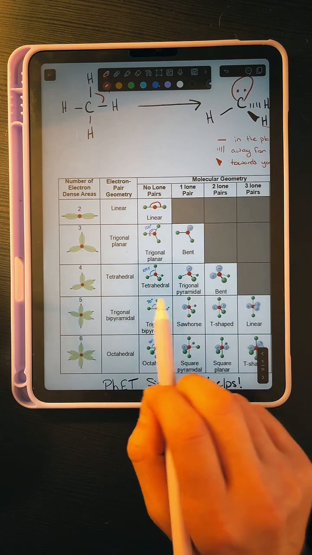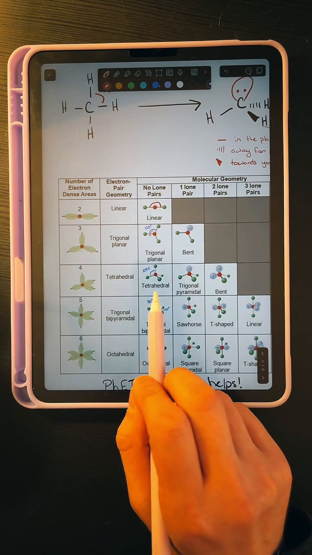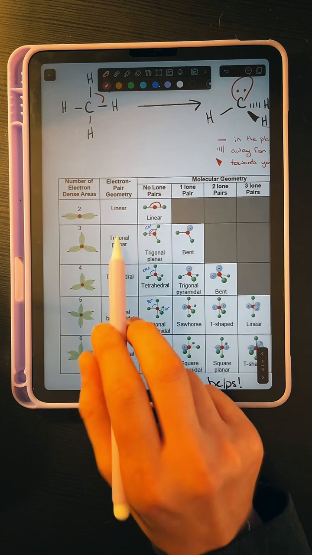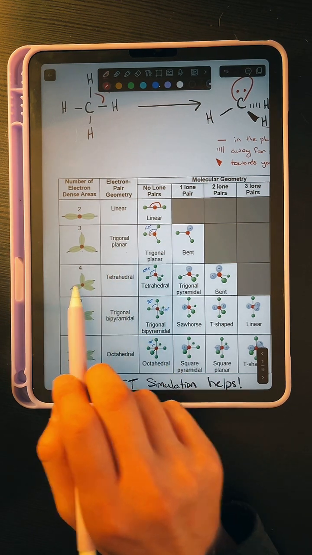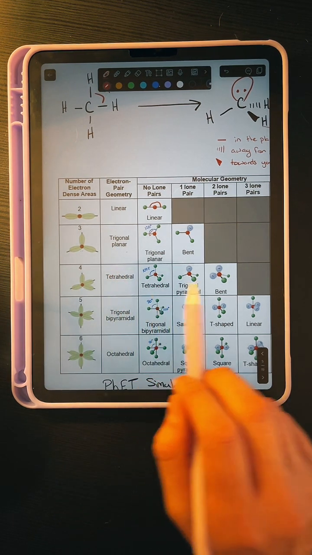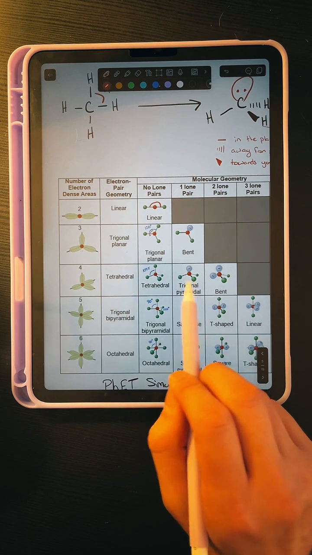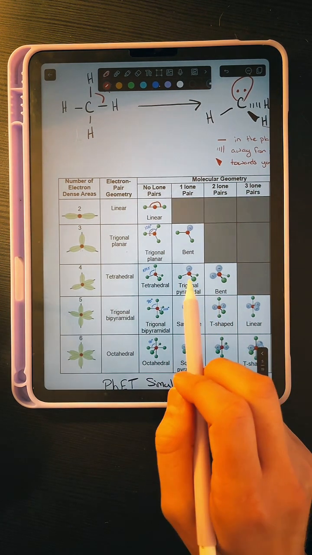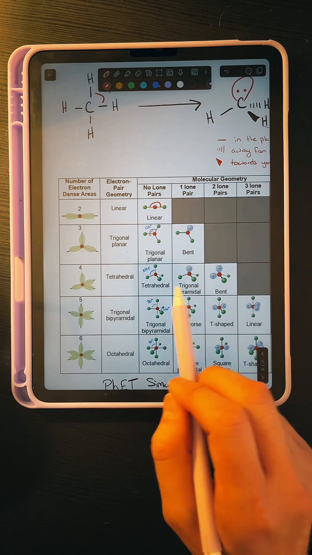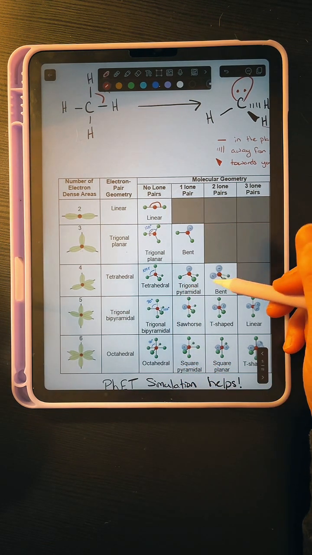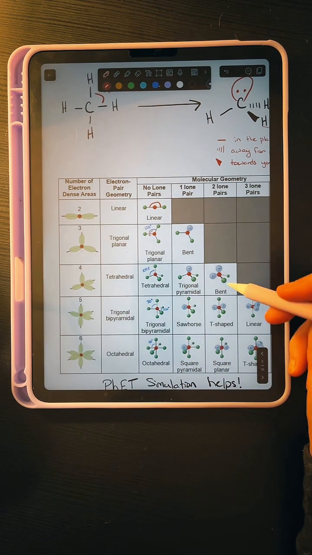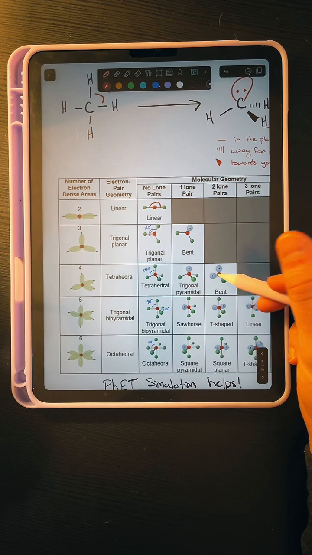So then we see tetrahedral. So no lone pairs. Our electron geometry, something with 4 things around it, is going to be tetrahedral. Then as soon as we pull one off, we saw that up there, it becomes trigonal pyramidal or pyramidal. And then we pulled 2 things off, so we have 2 lone pairs of electrons. Now we are completely bent.